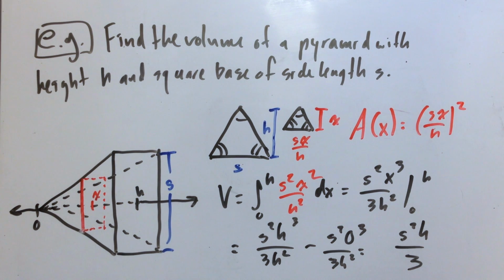Okay, so we're going to find the volume of a pyramid with height h and square base of side length s.